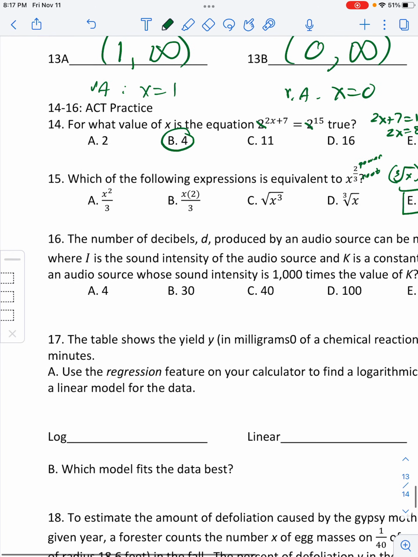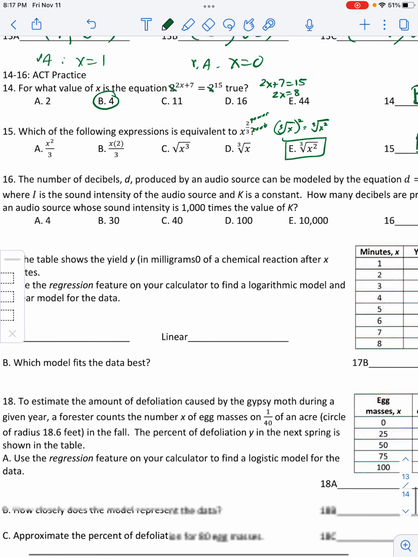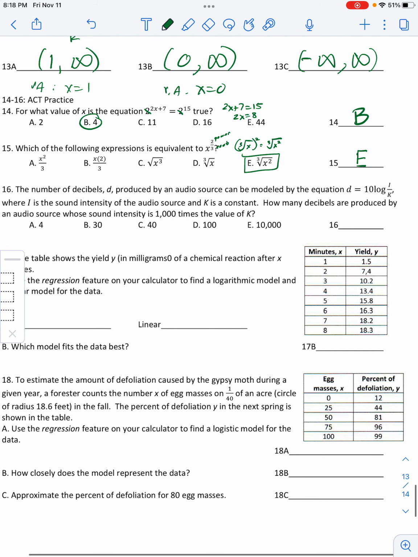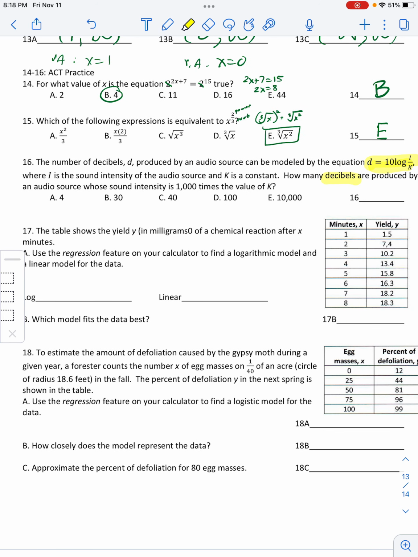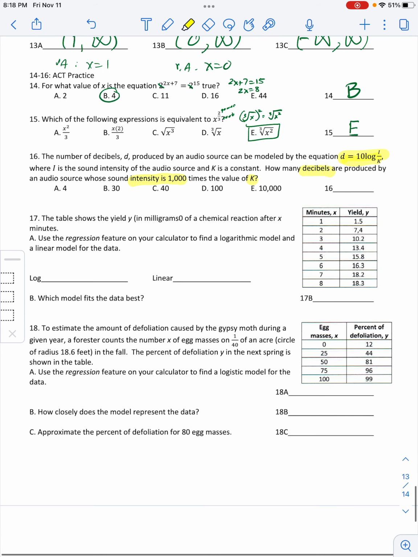Okay. Number of decibels, blah, blah, blah. Okay, whenever there's a lot of words, what I do is I look for the equation. They're going to tell me I is the intensity, K is a constant. How many decibels, so that's D, are produced by an audio source whose intensity is 1,000 times K? All right. So if I'm using that formula, the decibel level they're looking for is going to be 10 because that's in the formula, the log.